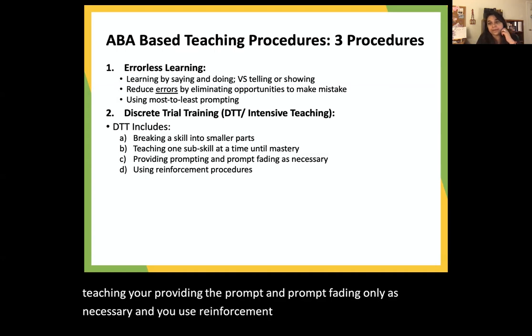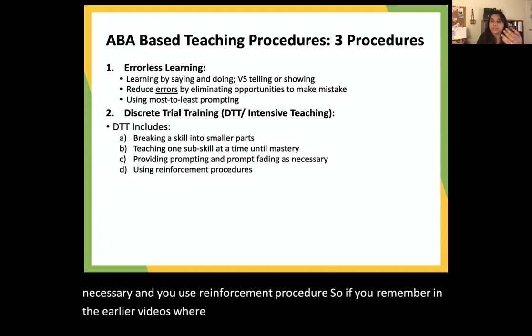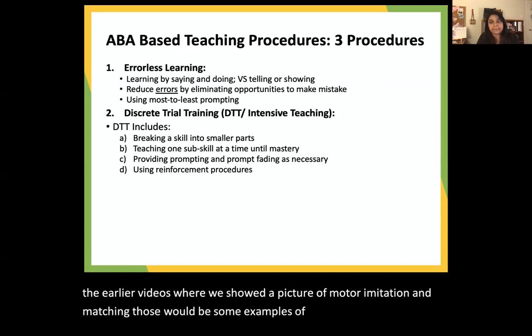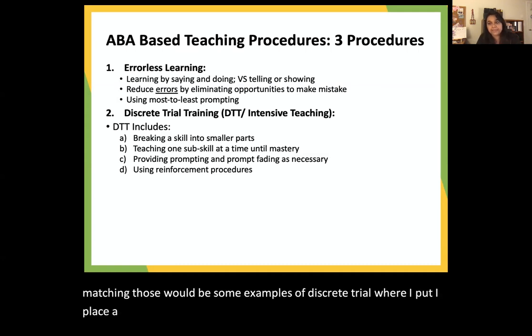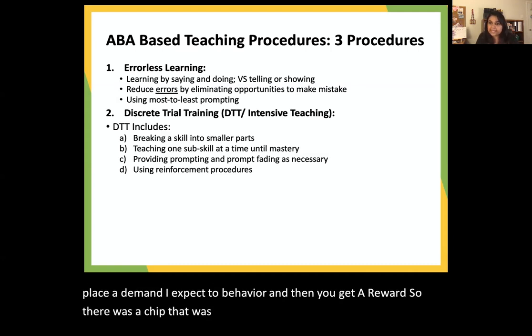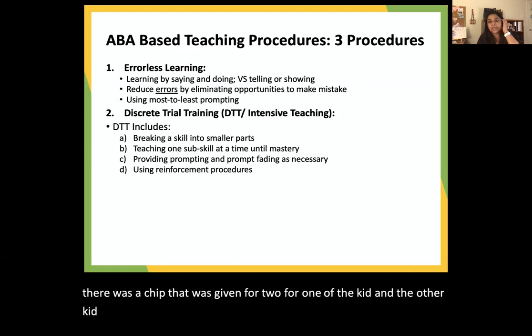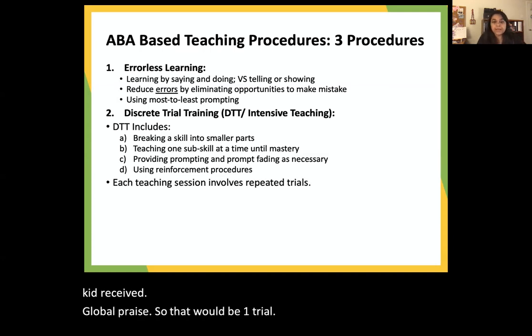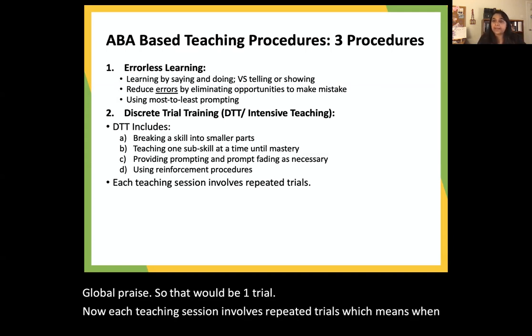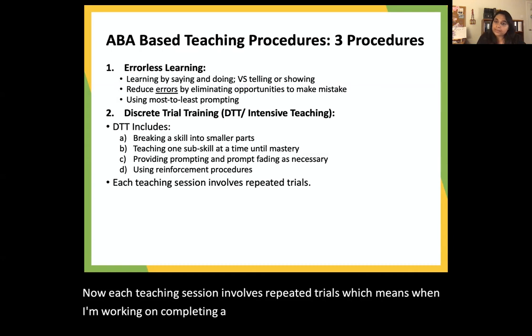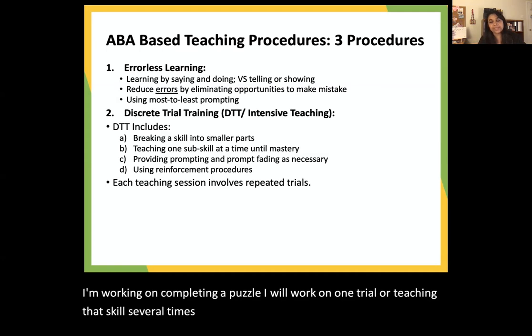If you remember in the earlier videos where we showed pictures of motor imitation and matching, those would be some examples of discrete trial, where I place a demand, I expect a behavior, and then you get a reward. There was a chip that was given to one of the kids, and the other kid received verbal praise. So that would be one trial. Now, each teaching session involves repeated trials, which means when I'm working on completing a puzzle, I will work on one trial or teaching that skill several times. There are a lot of repetitions, a lot of corrections, and a lot of prompts.